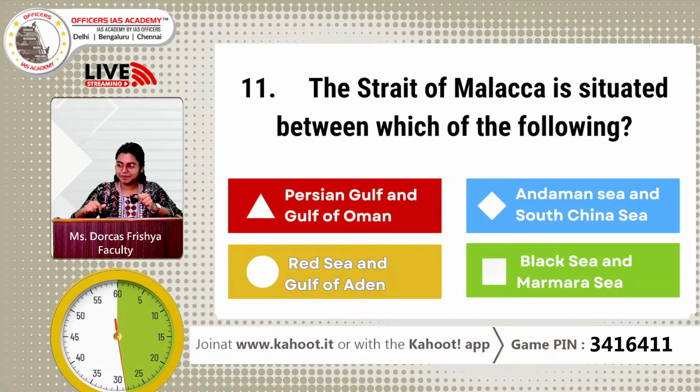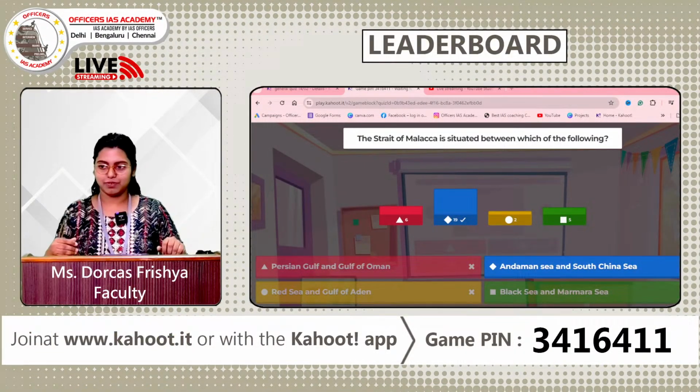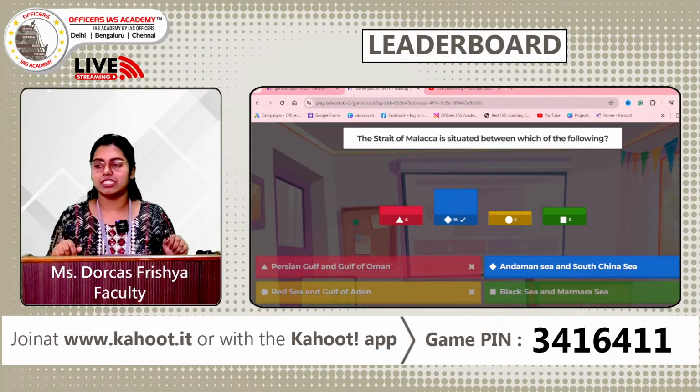Bring in more answers, guys. Very good, very good. Keep going. Few more seconds, last 5 seconds. All right, and there goes your correct answer. Correct answer on your screen. Yes, most of them have got it right. Some of them got confused with option A. It is not option A, it is option B, Andaman and South China Sea.